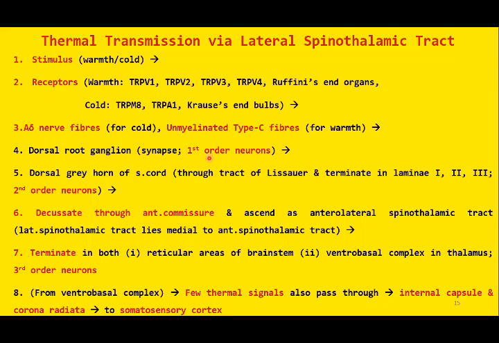DRG is the site of first order neuron. Dorsal gray horn is the site of second order neuron, where the decussation takes place. And most of the fibers of thermal sensations terminate in the brainstem and thalamus.